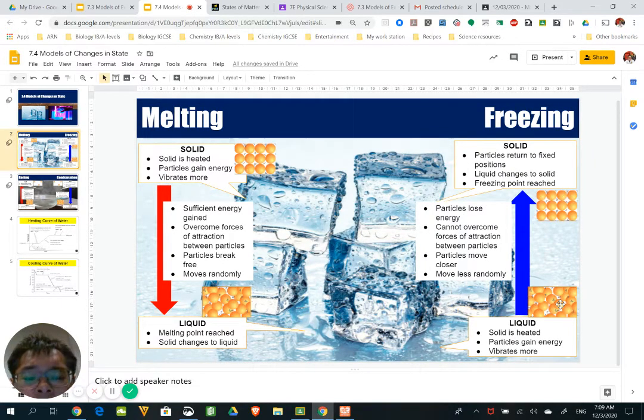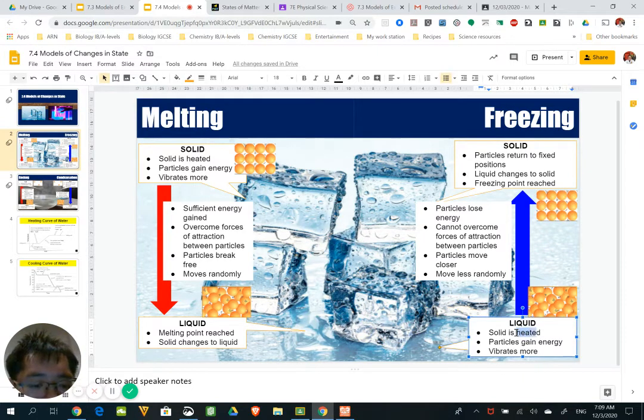Okay? And if we go back to the slide previously, we have it in the liquid form. And the liquid form here, whoops, I didn't change this one. No good. Solid is not meant to be heated. Let me just change this. The particles lose energy, vibrates less. Sorry about this. This was my mistake. All right. Solid is cool. That's right.